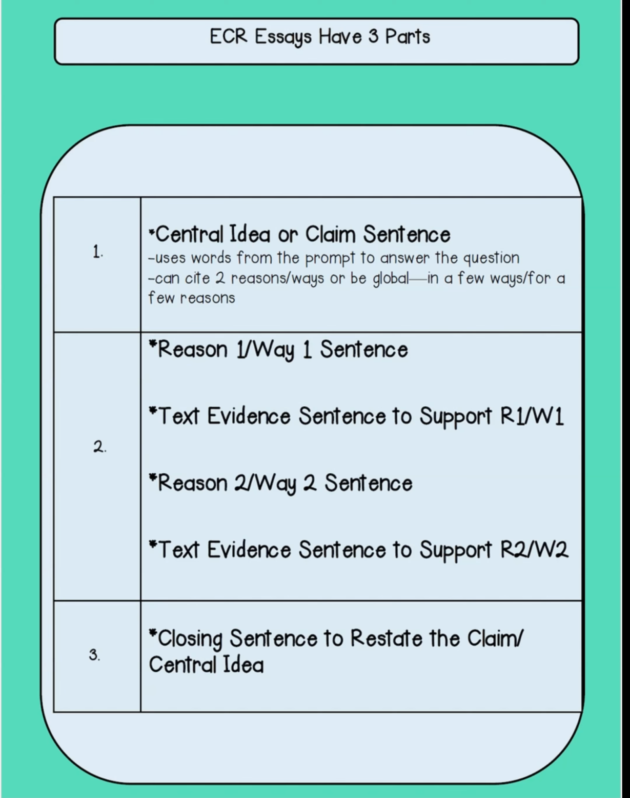All right. So if the prompt says, explain your opinion about why you should or should not be rewarded for recycling, you could say, I think you should not be rewarded for recycling for a few reasons. Or you could say, I think you should not be rewarded for recycling because it's something you should do anyway, and it also causes more trash. So either way, whether it includes reasons or ways, or it's more global, it will still be a really nice central idea or claim. But they need to understand that they need to use words from the prompt to answer the question.